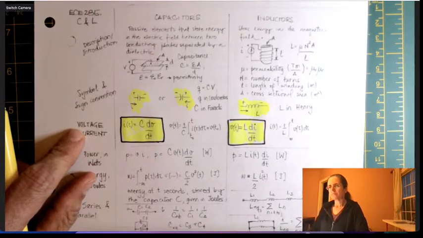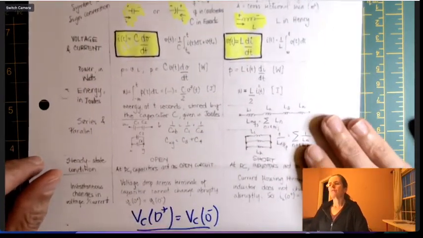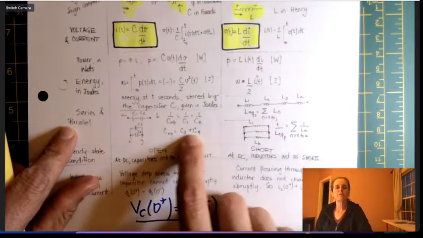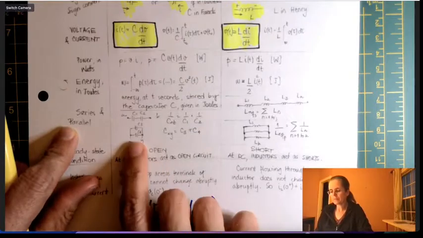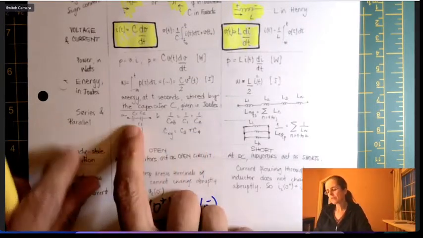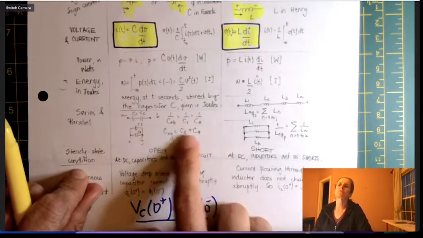The two other things that you may need to use in 285 are that capacitors in parallel behave like resistors in series. You add up. So two capacitors in parallel, you add the capacitance. And when they're in series, they behave like two resistors in parallel.